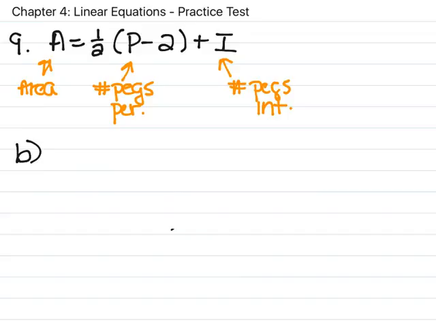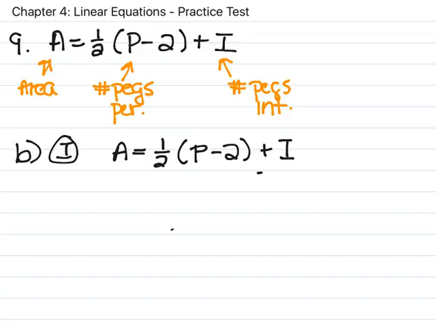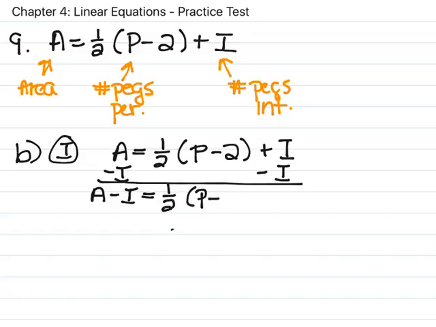For part B, we rearrange the formula to solve for the number of interior pegs. So we're trying to rearrange for I. So I'm going to start by subtracting I from both sides. So you have A equals half P minus 2 plus I. If we subtract I from both sides, you end up with A minus I is equal to half P minus 2, and that just becomes 0.